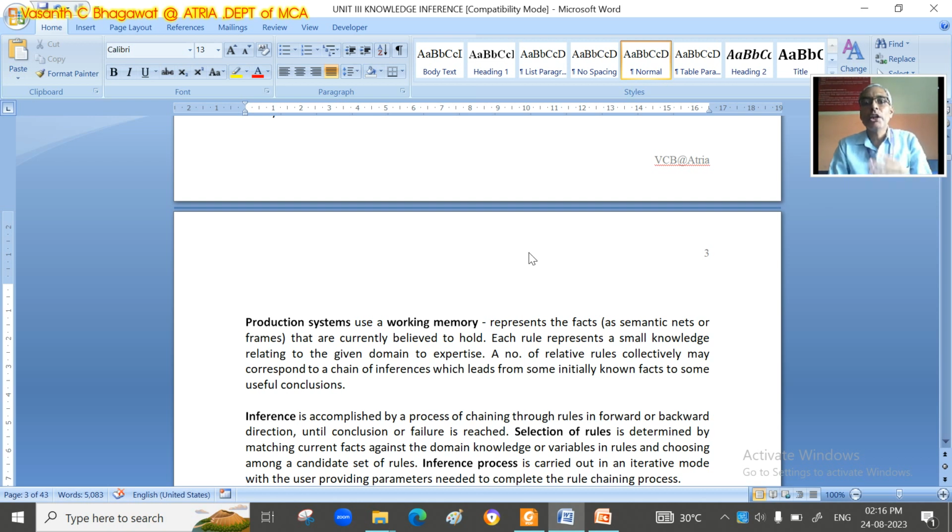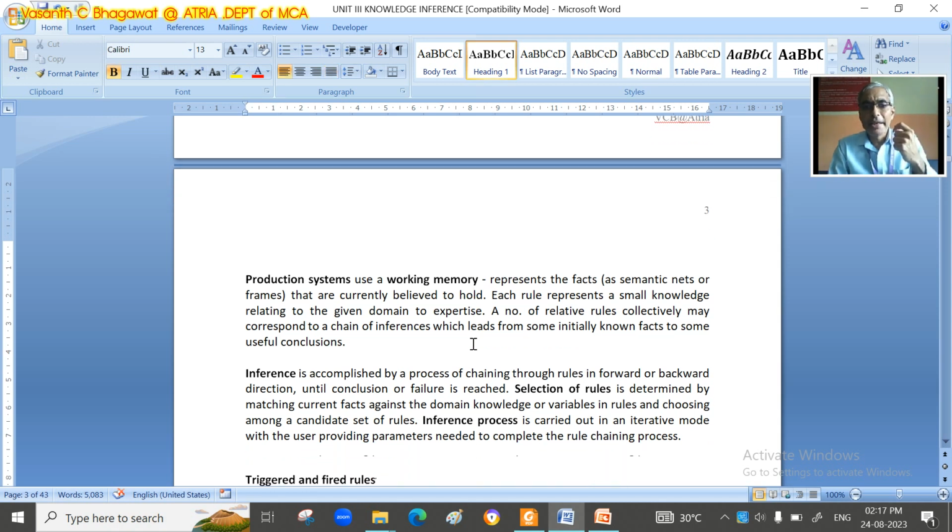What are we talking about? We are talking about the inference mechanism. When we talk about the inference mechanism, a production system generally uses something called a working memory. We know that we should have a memory because we are talking about a knowledge base, and we have to store it. In our knowledge base, we will have some facts and some rules. All these things related to a particular domain are stored in a memory, which we generally call a working memory.